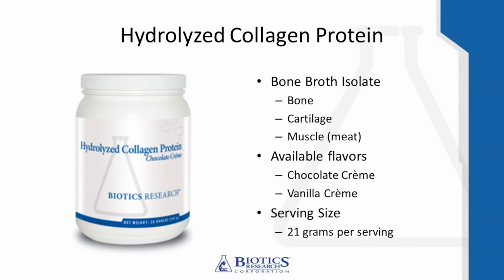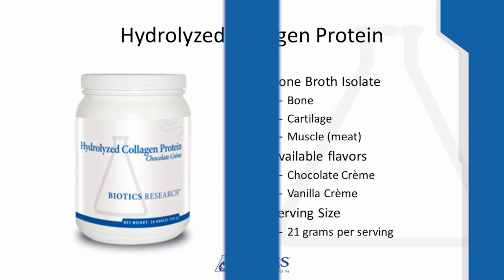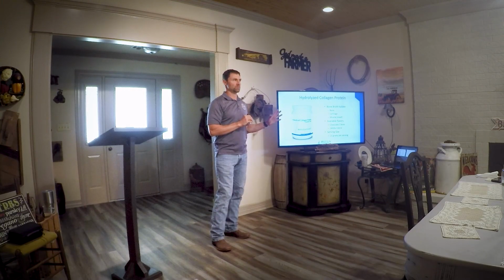So here's your option on this. Again, I would make note that this is coming from bone, cartilage, and muscle. Primary differentiating point from other collagen sources out there: chocolate and vanilla, and then 21 grams of protein per serving. And I will call this a protein because this is considered to be a complete protein. More on that in a minute. Your typical collagen sources out there are not considered to be complete proteins.